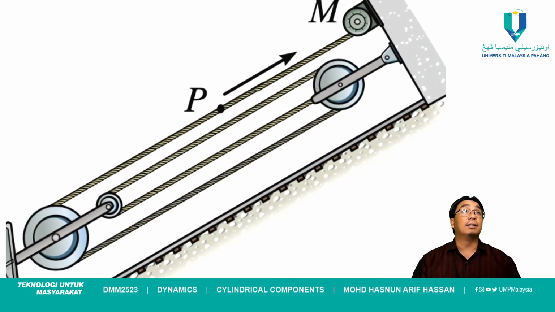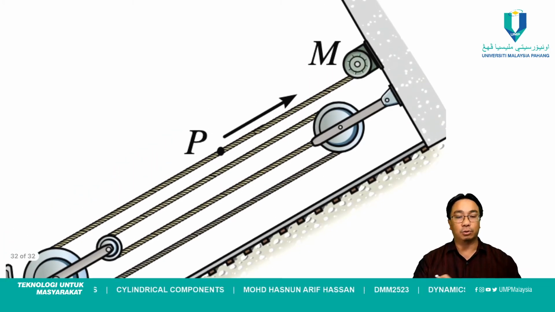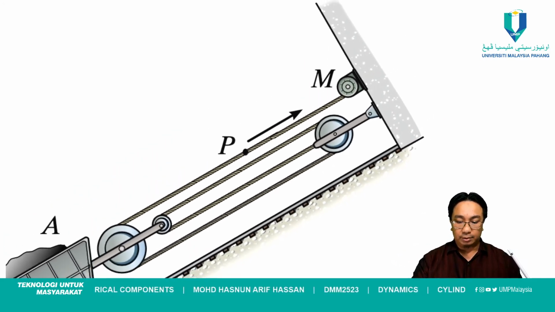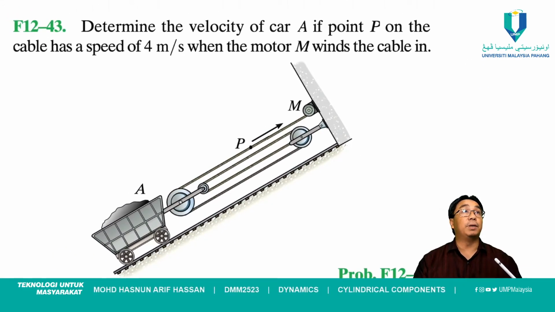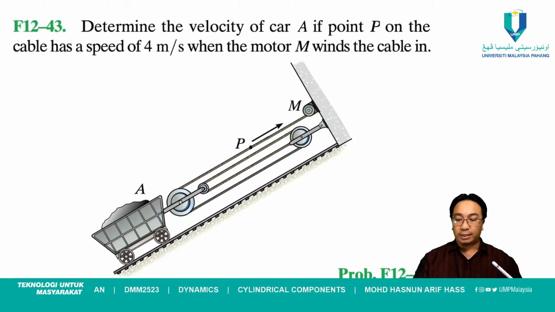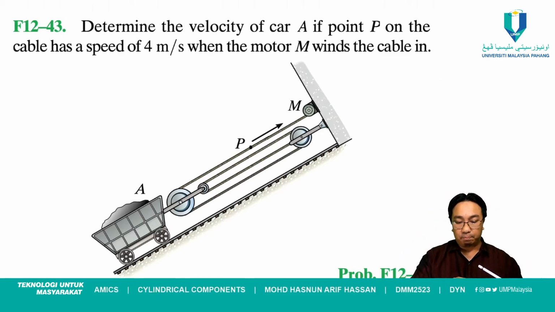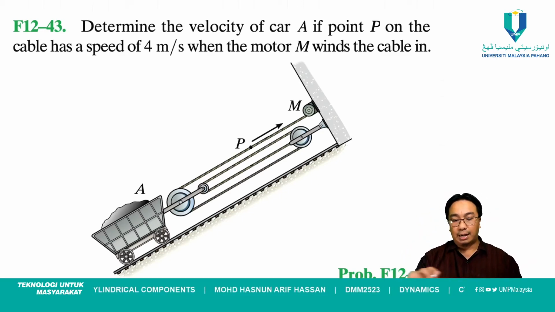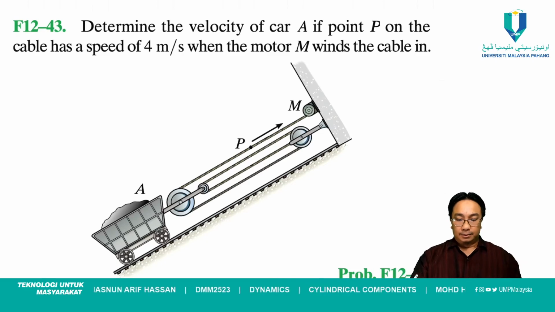if point P, ada satu point P kecil di sini yang connected kepada motor. M di sini ialah motor. So if point P, dia tulis sini, if point P on the cable has a speed of 4 meter per second when the motor M winds the cable. Motor M tu pusing kabel, okay, menyebabkan P itu bergerak ke atas dengan 4 meter per second.